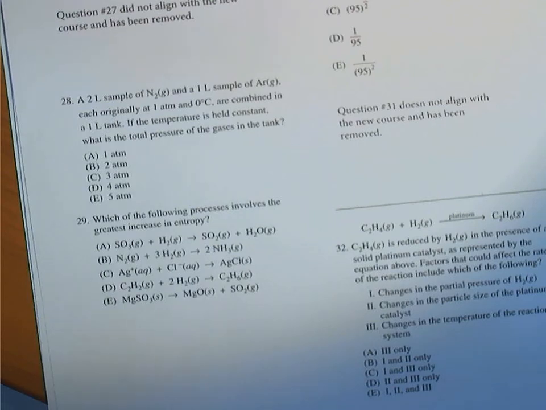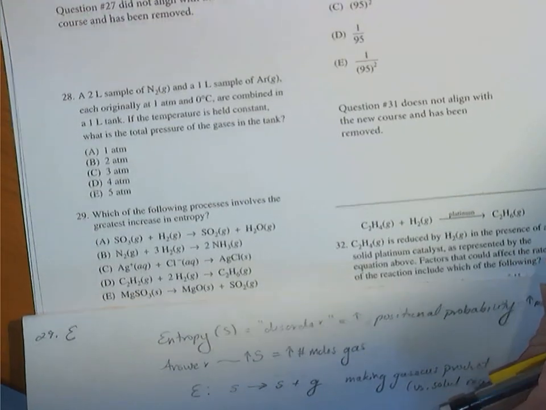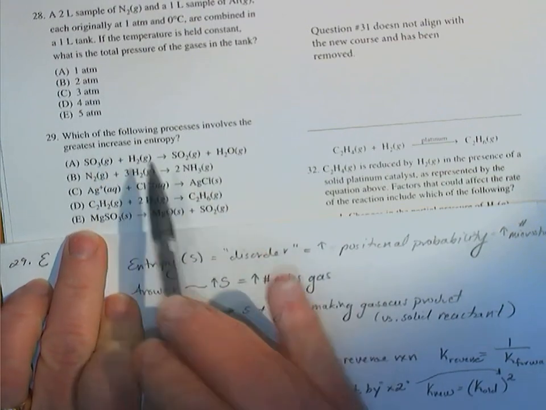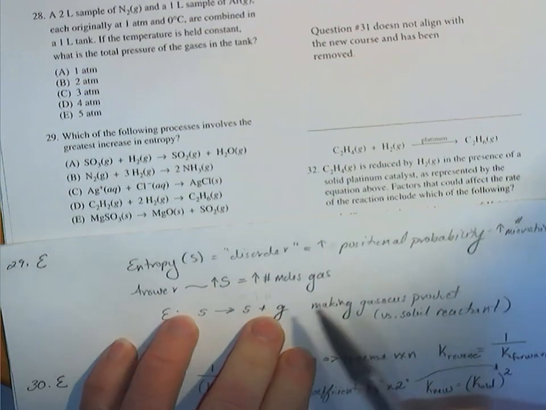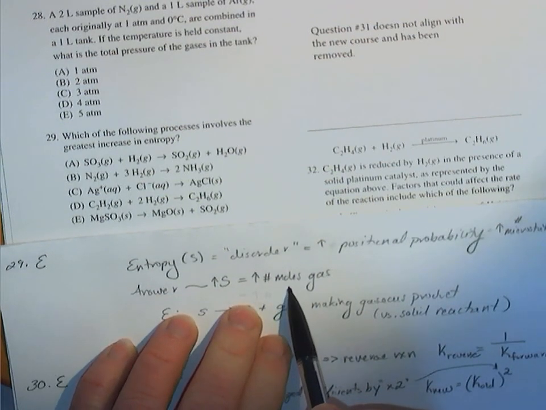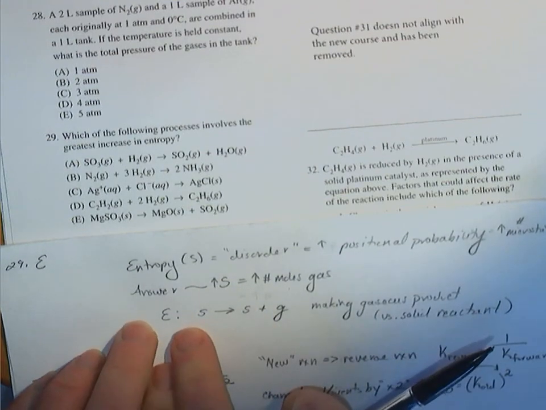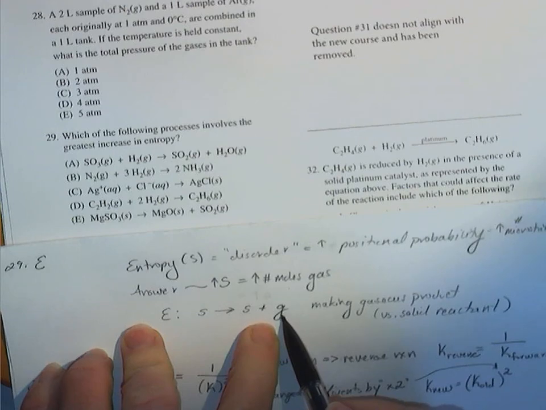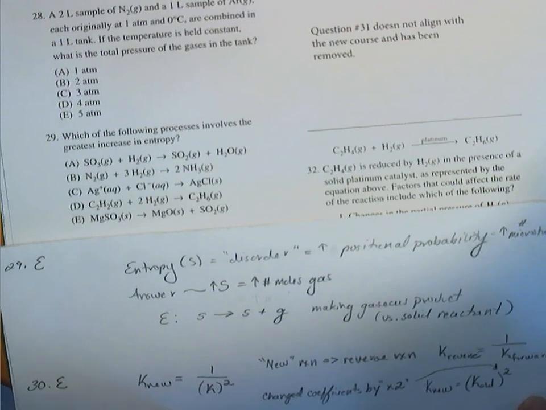Entropy is the disorder, better referenced as increased positional probability. So when we're asked which process has the greatest increase in entropy, the best would be where the product side has more moles of gas versus something like a solid. And that is shown to us in E. We are producing a gaseous product from a solid reactant. So E is the best choice.